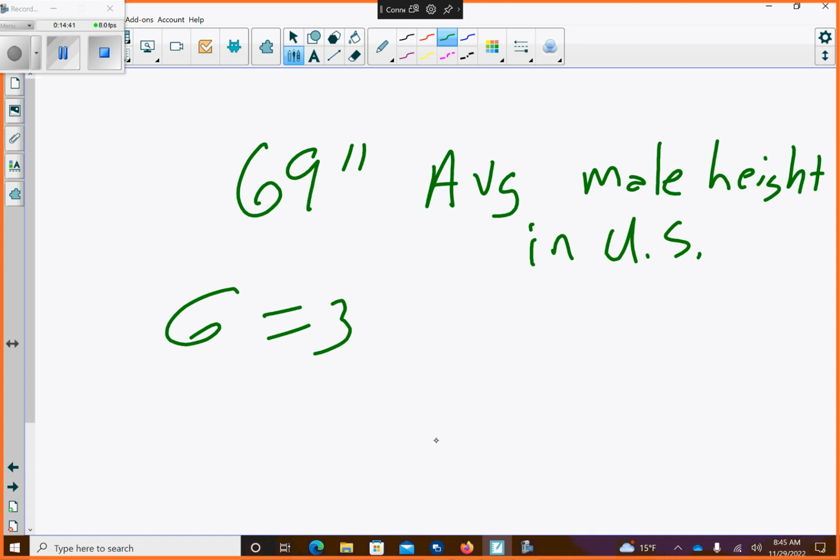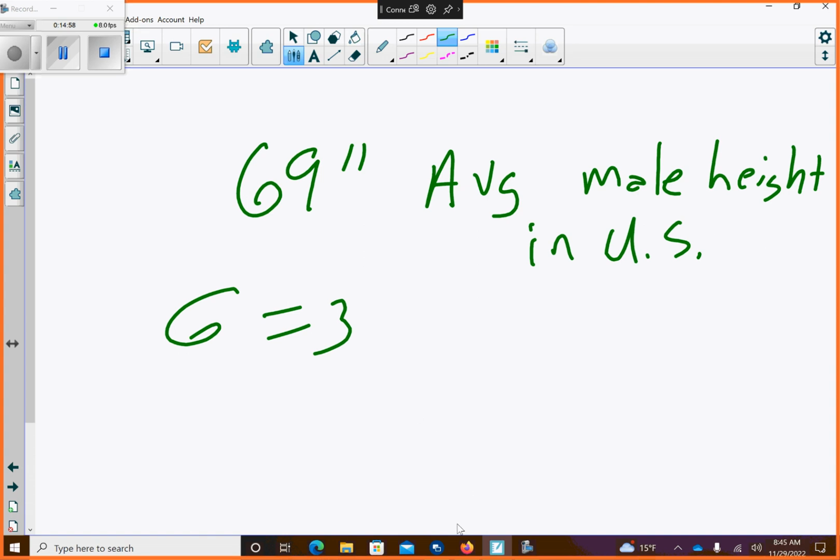Oh my gosh. All right. So 69 inches is the average male height. Standard deviation is 3. Okay. Now we want to get to 8 standard deviations. You agree? We saw that was a pretty small number.